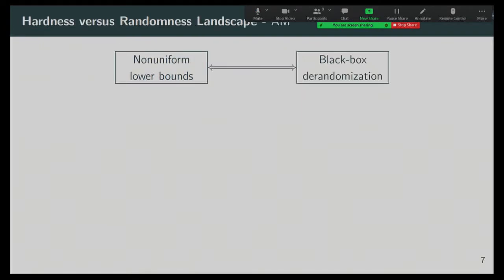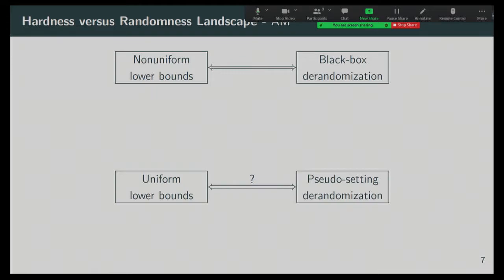Okay, so when we talk about the same landscape for AM, the non-uniform case is essentially solved. So we have this full equivalence. And the uniform case is a bit more complicated. We have results in both directions, but in none of the settings do we have an actual equivalence between uniform lower bounds and de-randomization in the pseudo setting, which is similar to the average case setting for BPP, where efficient algorithms can't find errors in the simulation with high probability.